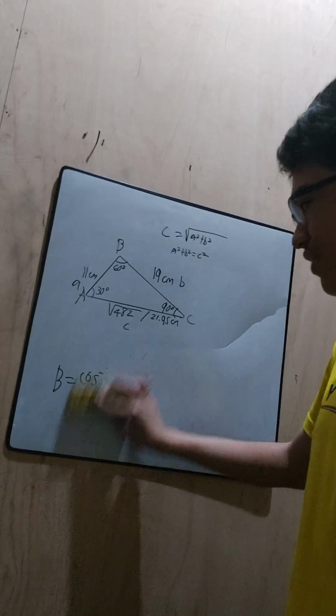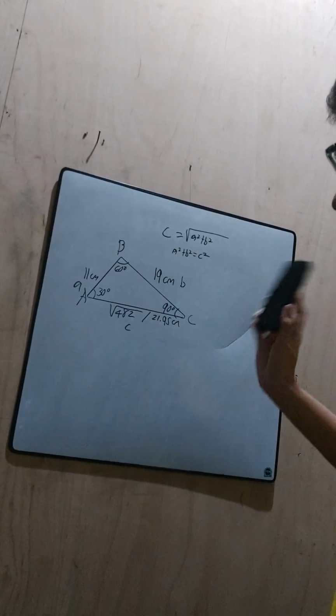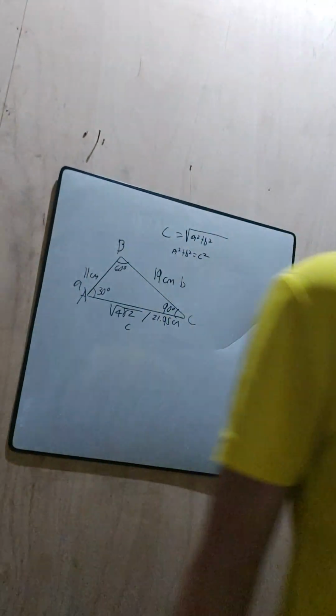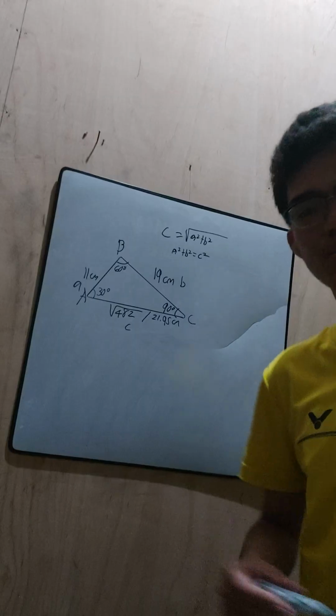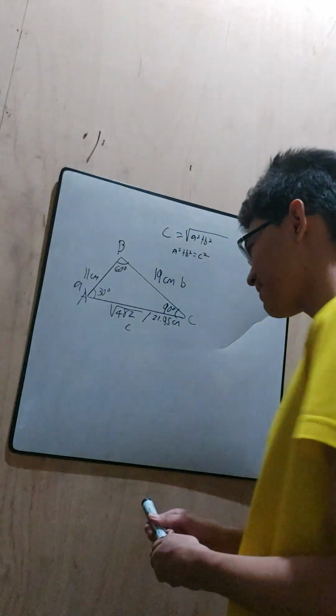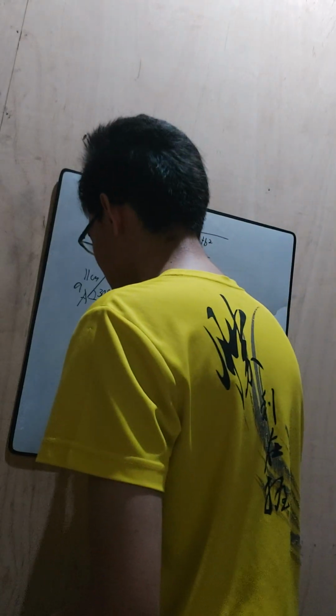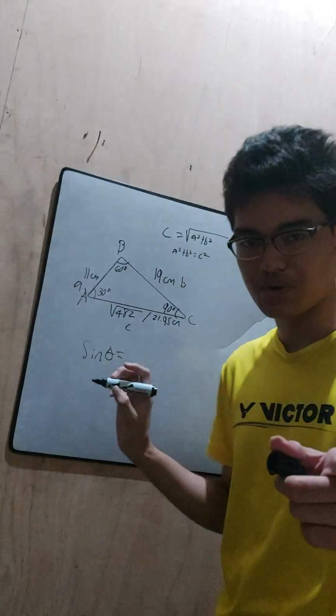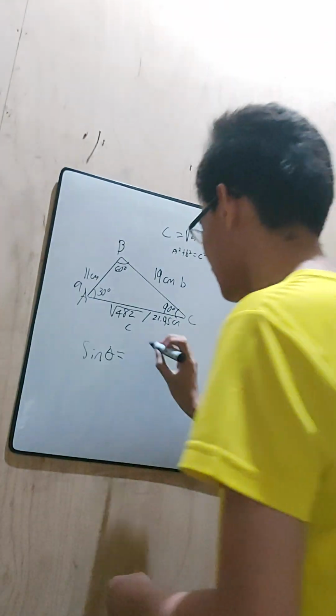Alright. Now I want to show you guys some cool tricks in trigonometry. Trigonometric ratios. Alright, SOHCAHTOA. You guys still remember that? Okay. So sine theta is equals to what? Opposite over adjacent.